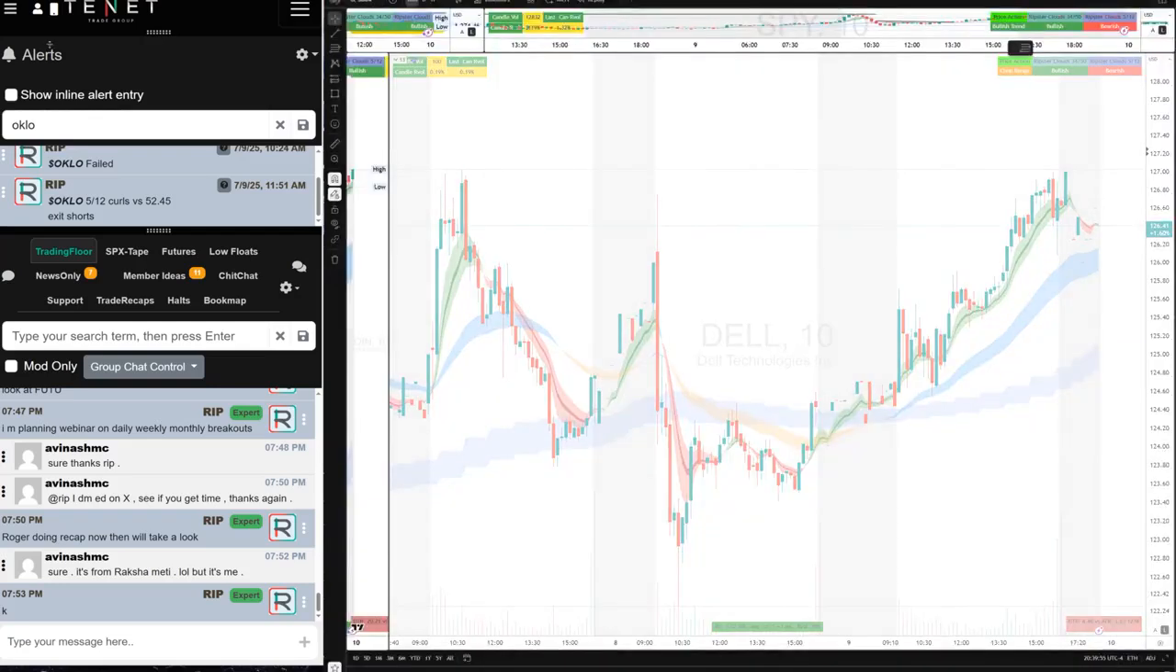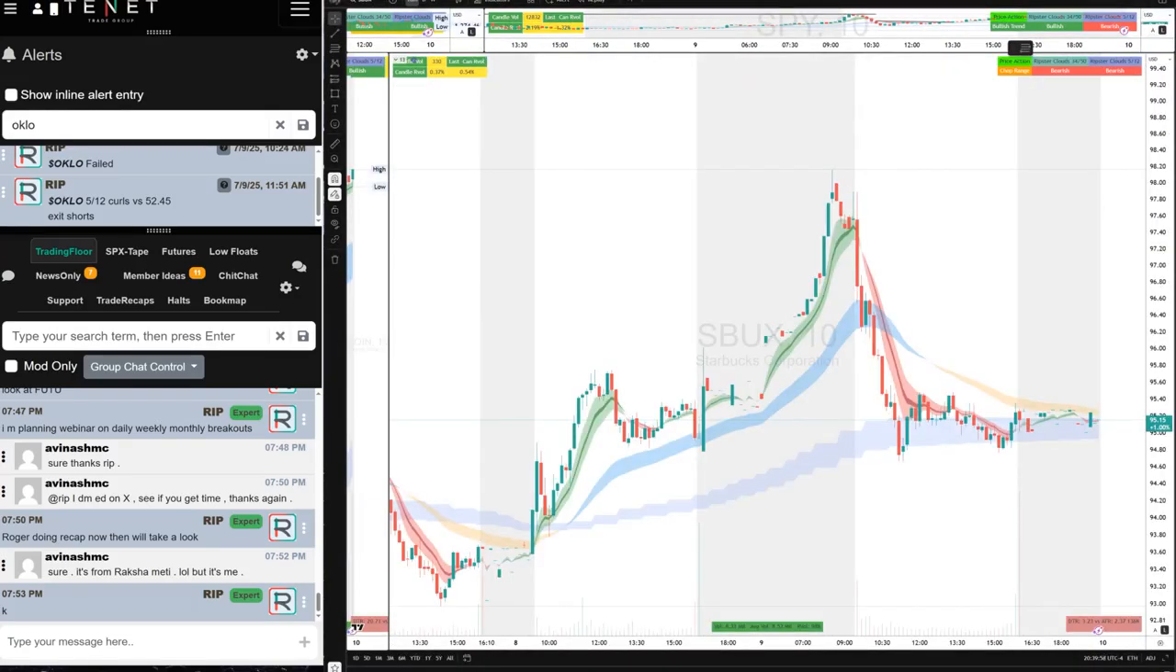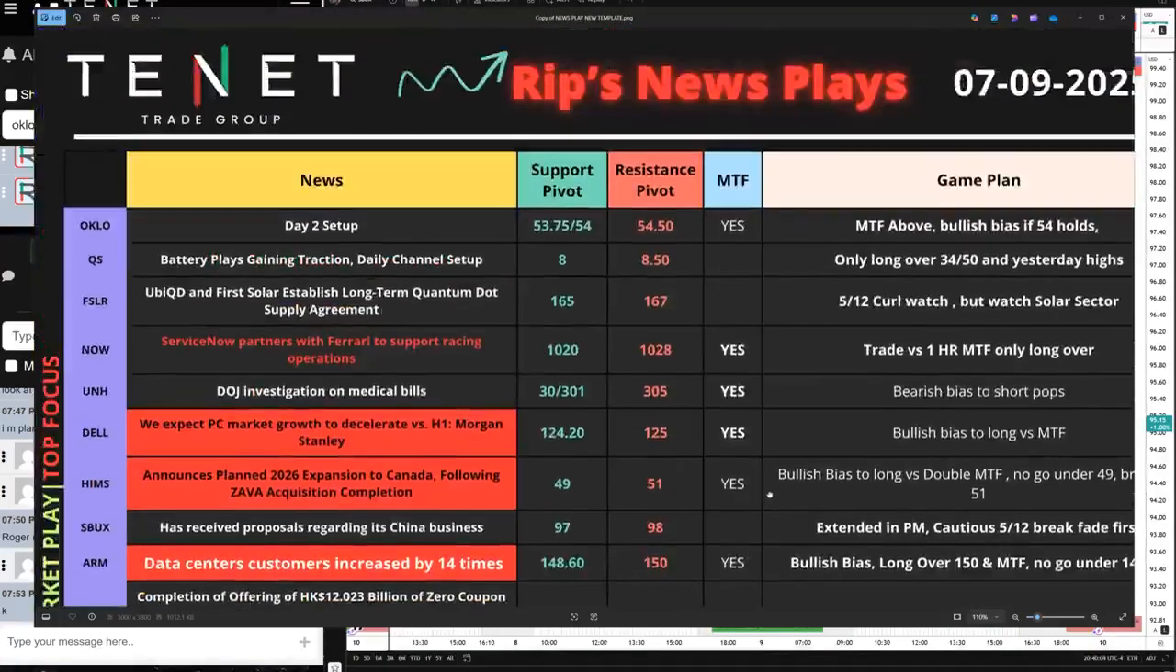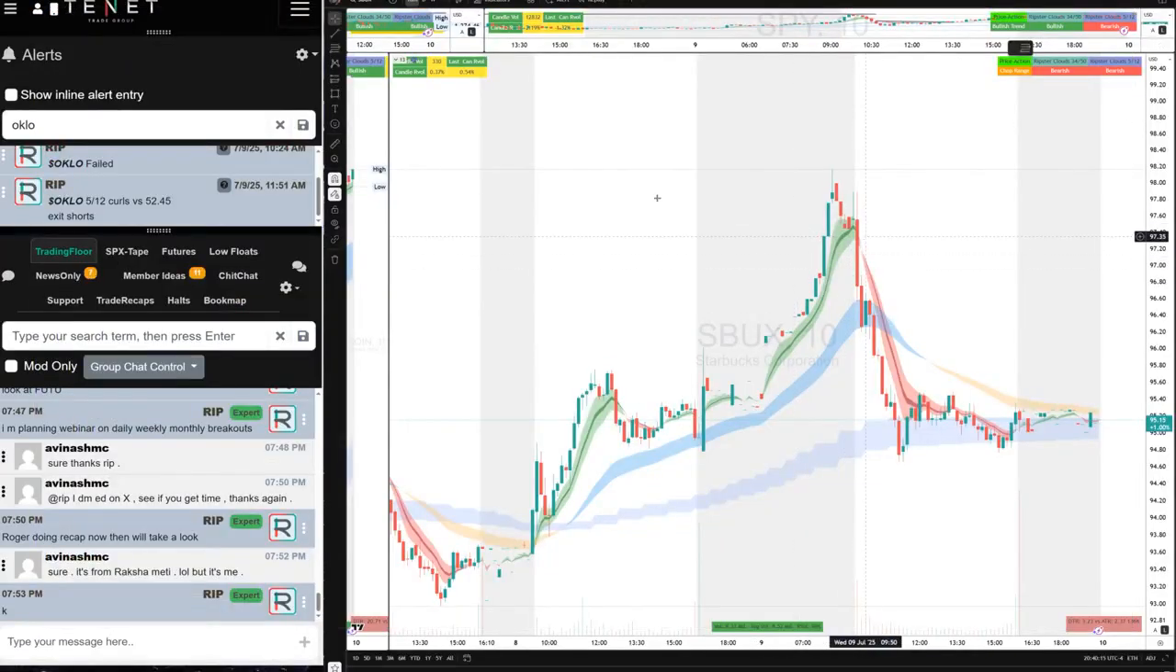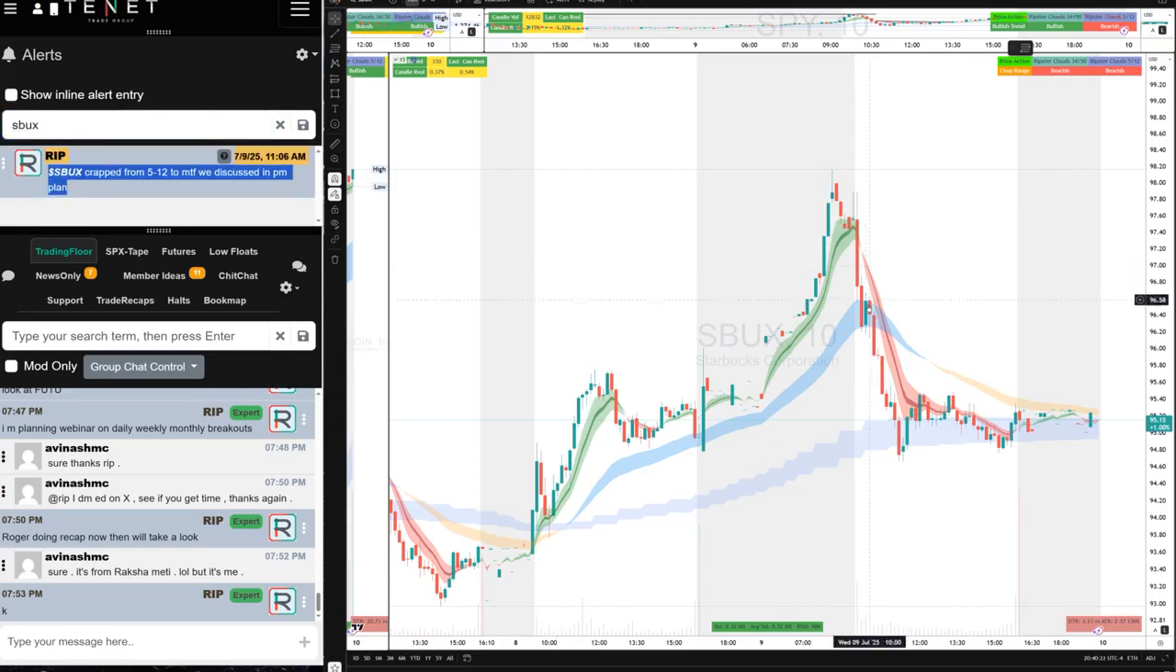All right, so let's look at some other setups here. Let's look at Starbucks. So Starbucks was gap and crap. Let's take a look at the pre-market planning. The pre-market planning I gave on Starbucks was extended in the pre-market. Cautious if the 512 breaks, fade first. So I already had a feeling that it would fade, and that's exactly what happened. It faded, and Starbucks was a short right out of the gate. 512 gap and crap. Shorted by the puts. Hold the puts, take it to the MTF, make your profit, and move on.